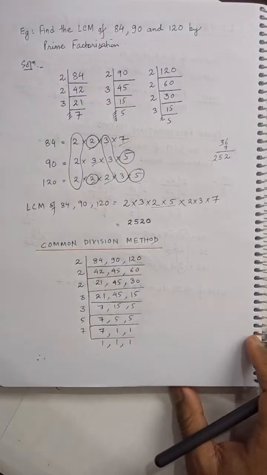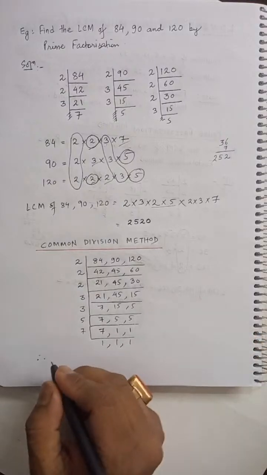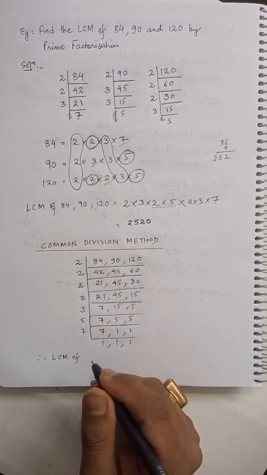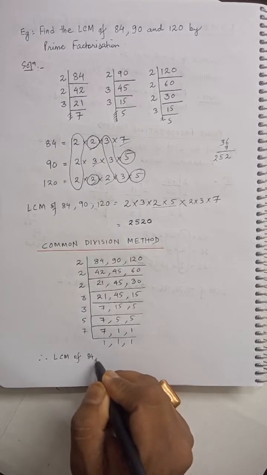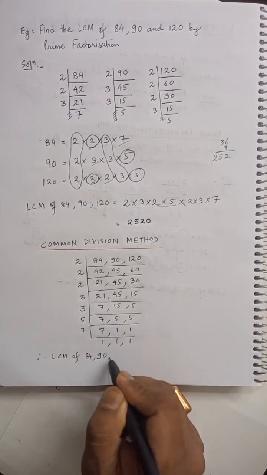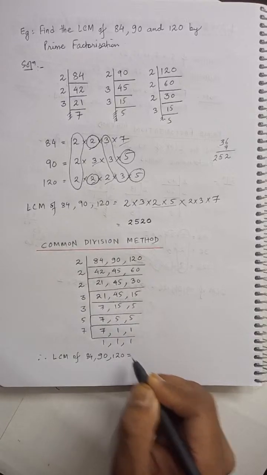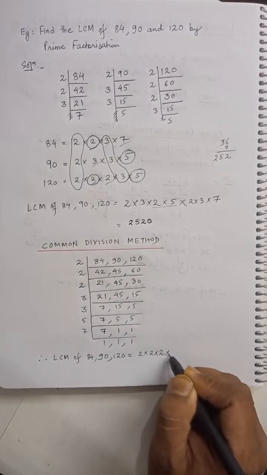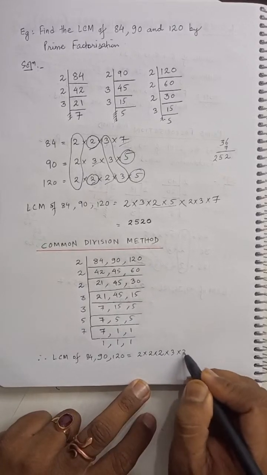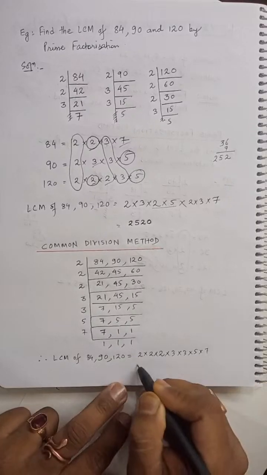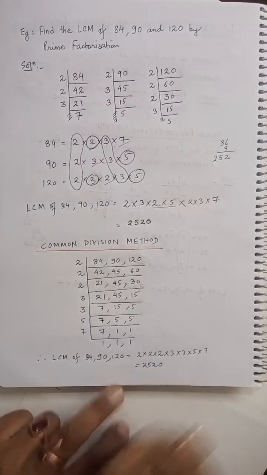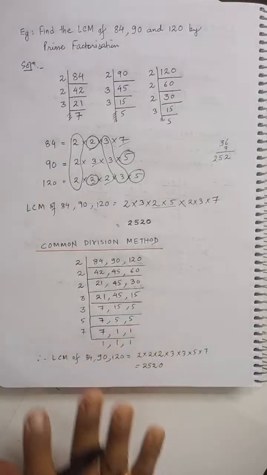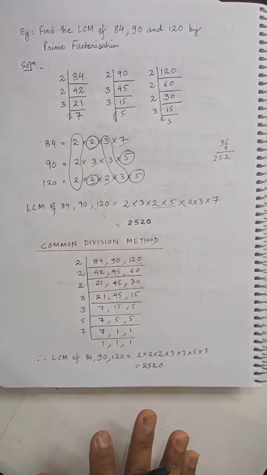I hope this part is visible. Yes, this is visible. LCM of 84, 90 and 120. So we'll multiply all the numbers. 2 into 2 into 2 into 3 into 3 into 5 into 7, which gives us 2520. Okay. So like I said, this method takes a lot less time when we compare it with the prime factorization method.